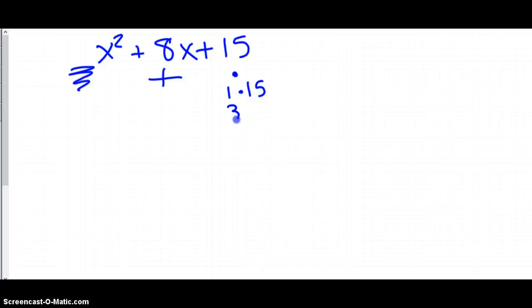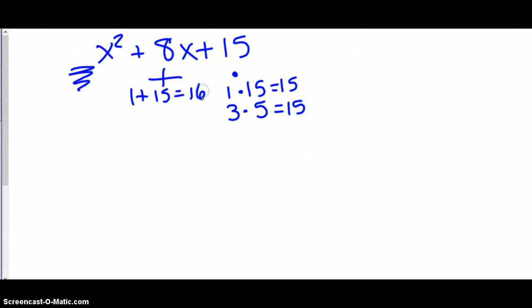We just make a list of everything that multiplies to be 15. 1 times 15 is 15, 3 times 5 is 15. Those are the only sets of numbers that would multiply to be 15. But it also has to meet a second requirement. It has to add to be that middle number of 8.